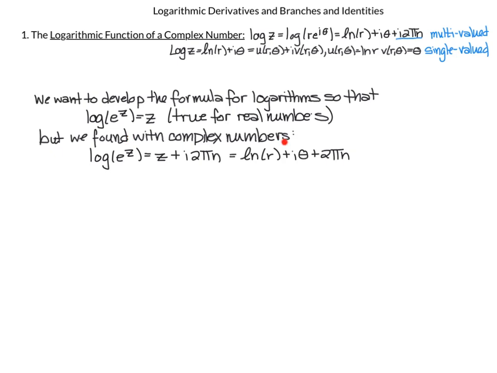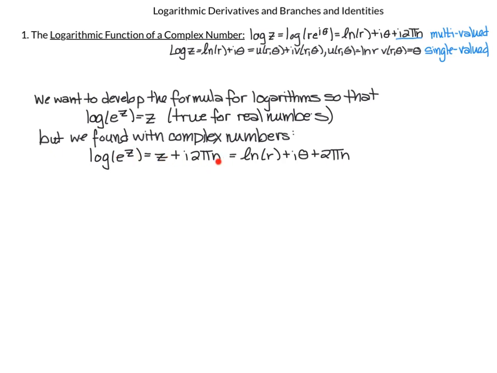But what we found for complex numbers is that to appropriately define log so it was the inverse of e to the z, we got log e to the z equal to z plus i 2 pi n. So we got this extra stuff here, and that is what made it a multi-valued function. The extra stuff comes from the fact that e to the z is a periodic function.